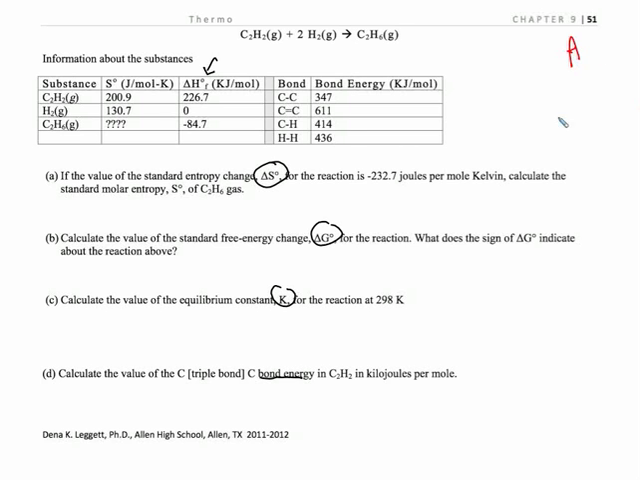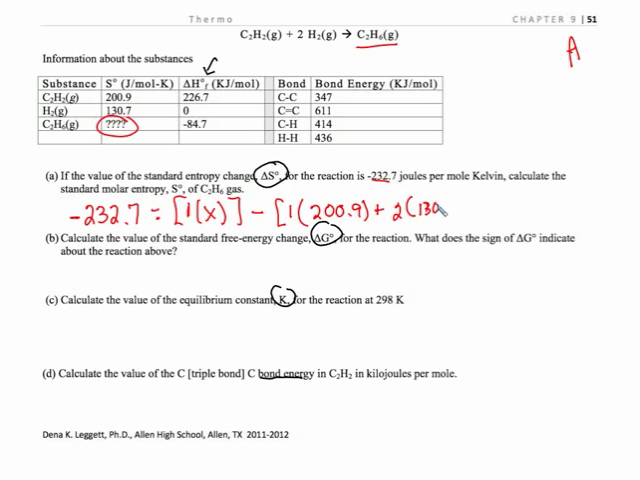This would be in part A because it requires calculations. So this time it gives us the entropy change for the reaction above, and we're trying to find a standard molar entropy. So this is one of those sum of questions. The reaction is going to be equal to the sum of products, so 1 times C2H6, that's our unknown, minus our reactants, 1 times C2H2, which is 200.9, plus 2 times H2, which is 130.7.